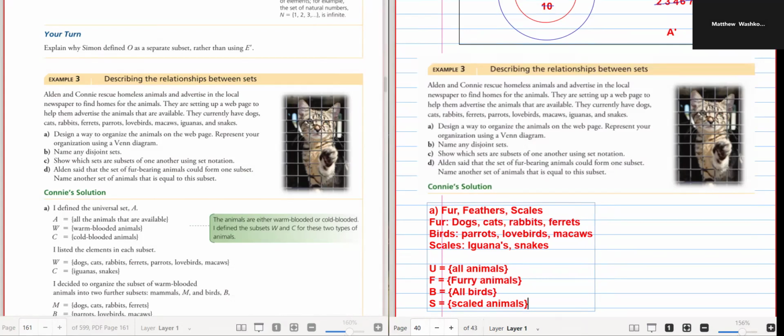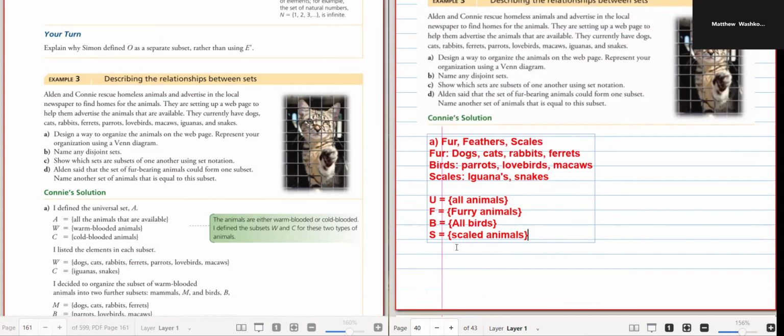So this would be turning this into a set here, right? Kind of. Your F in this case, you have to actually list them. It's your dogs, it's your cats, it's your rabbits, it's your ferrets. We're taking that list from up above and putting it into proper notation. Your B in this case is your birds, so doing this properly, it'd be birds, lovebirds, and macaws. And then scales properly would be iguanas and snakes. So technically, the stuff on the right is the correct way to do it, the proper math notation here, right?